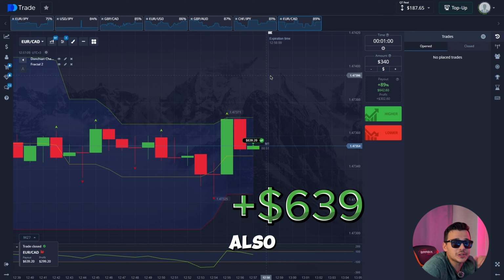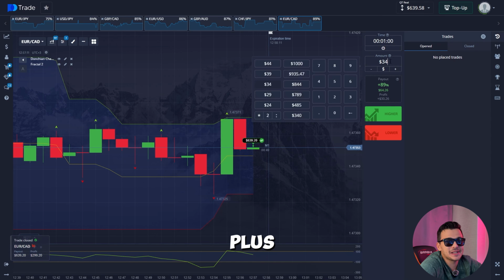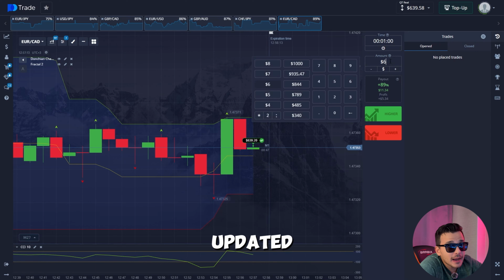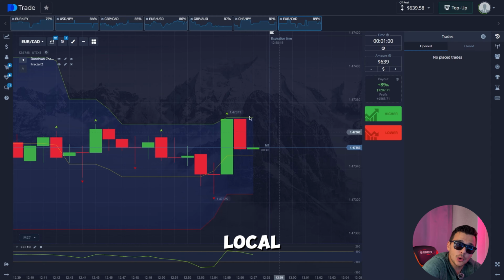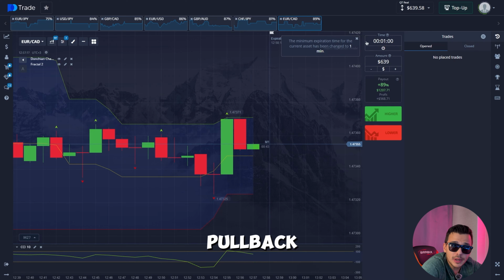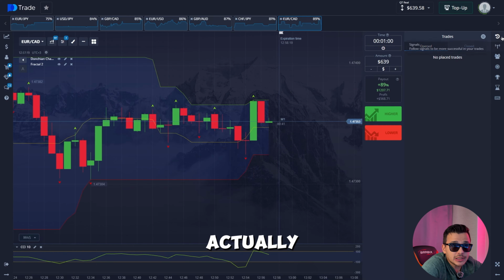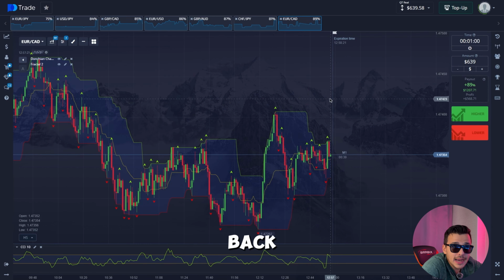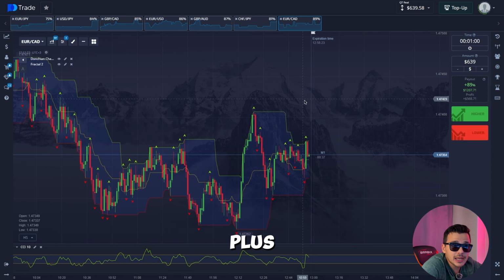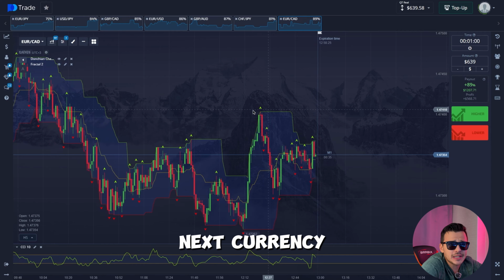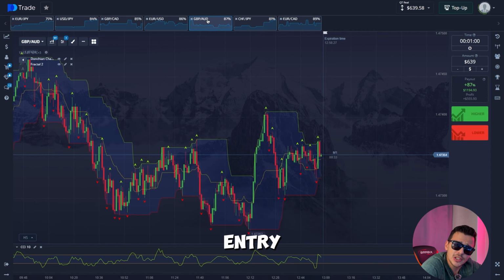And another trade has closed in the plus. We see that we updated the fractal, the local maximum, and then the price pulled back, on which we played and closed the deal in the plus. Let's pick up the next currency and consider some other entry into the trade.